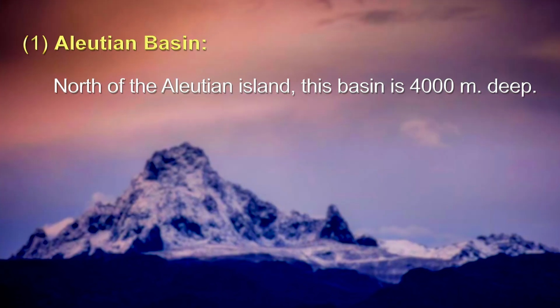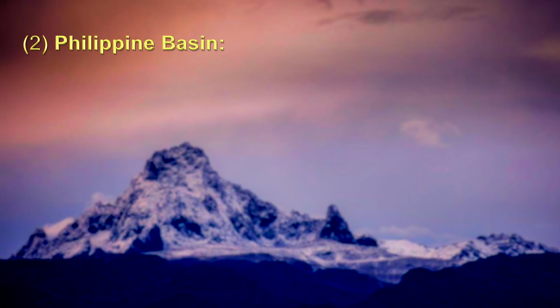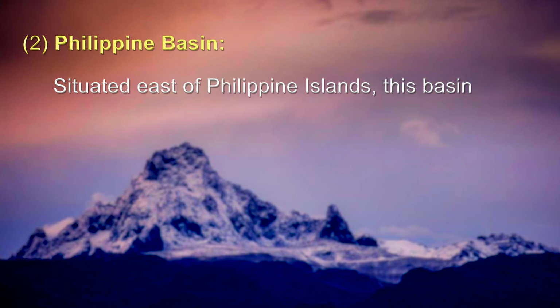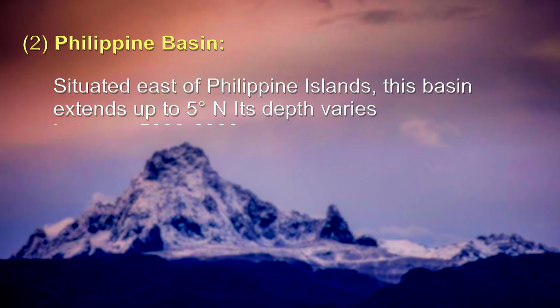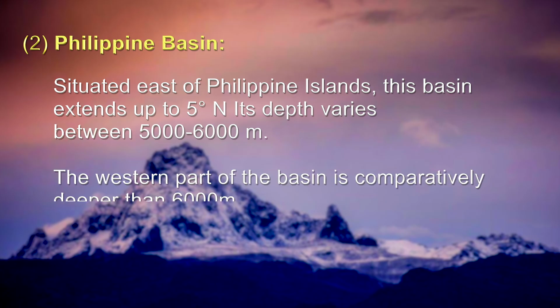Many depressions and basins separated by numerous swells are also found in the Pacific Ocean. Aleutian Basin, north of the Aleutian Islands. This basin is 4,000 meters deep. Next, the Philippine Basin, situated east of the Philippine Islands. This basin extends up to 5 degrees north. Its depth varies between 5,000 to 6,000 meters. The western part of the basin is comparatively deeper than 6,000 meters.